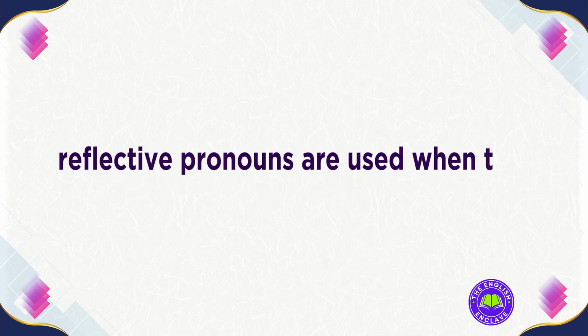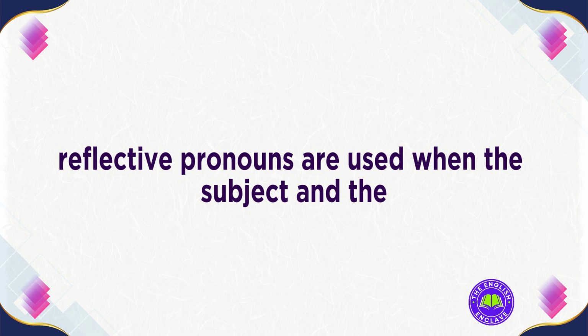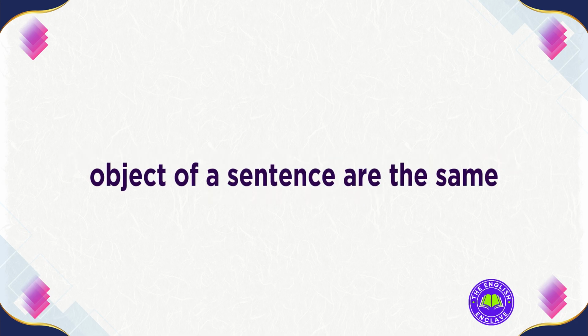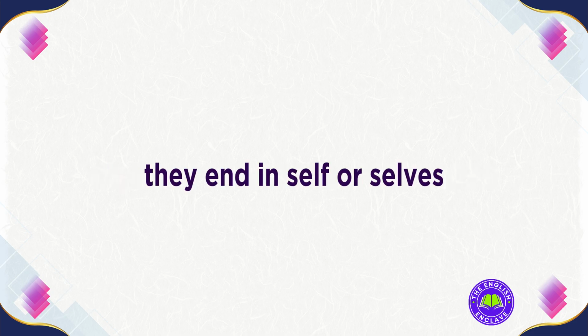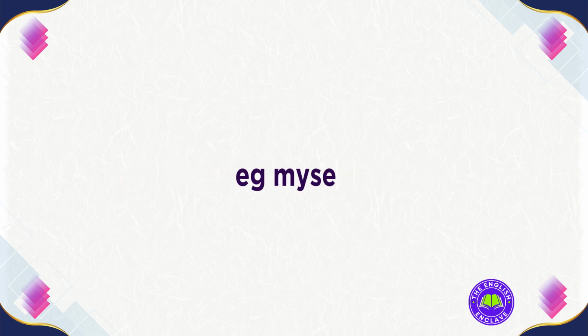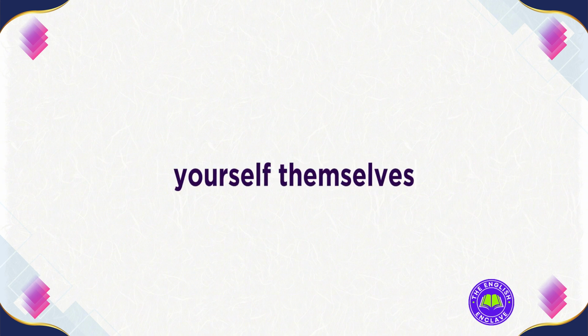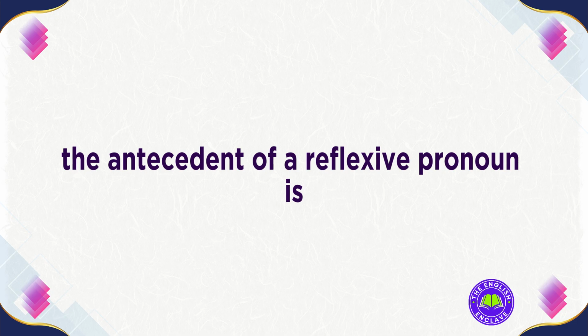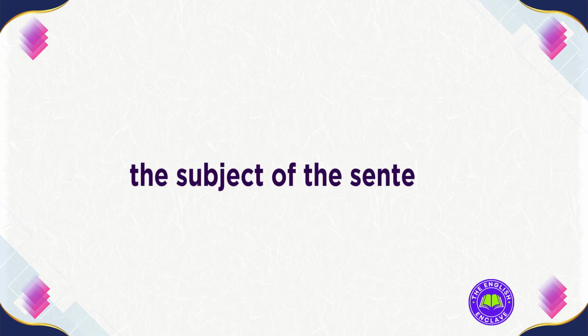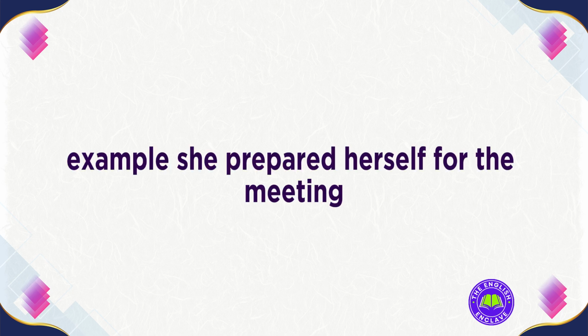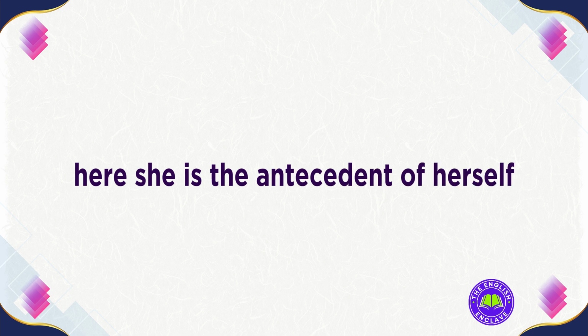A. Reflexive pronouns are used when the subject and the object of a sentence are the same. They end in self or selves, e.g., myself, yourself, themselves. The antecedent of a reflexive pronoun is the subject of the sentence. Example, she prepared herself for the meeting. Here, she is the antecedent of herself.